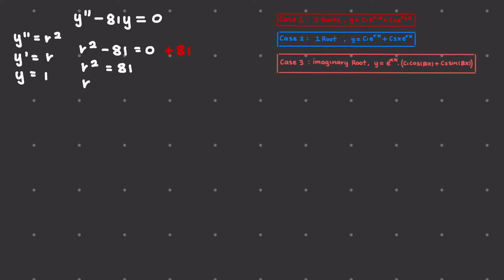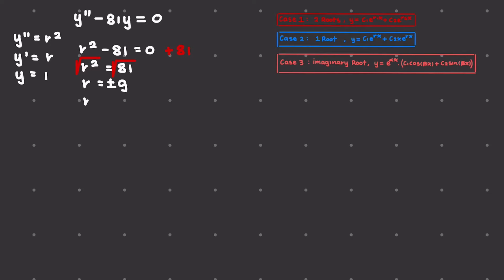And then we're going to square root both sides here, okay? To remove the square on the left hand side here. And we will get r equals plus or minus 9, because the square root of 81 is 9. And you need the plus minus sign since it is a square root, okay? You don't just give it as r equals 9, okay? And that will give you a wrong answer because you will choose case number 2, which only has one root, but in matter of fact, this is using case number 1, which has two roots.